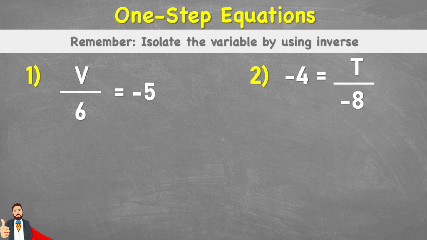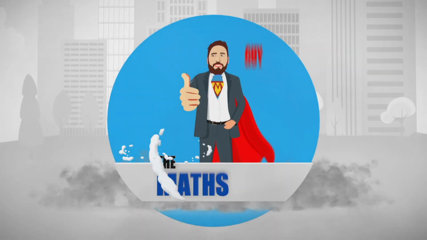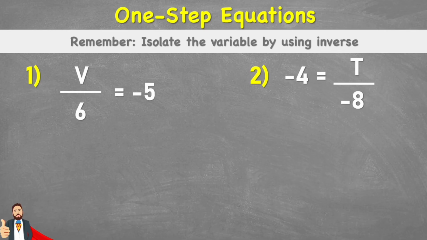Today we're looking at how to solve one-step equations involving division and negative numbers. First of all, let's look at what to remember. We need to isolate the variable by using the inverse. And our variable is just represented with a letter to show our unknown value.